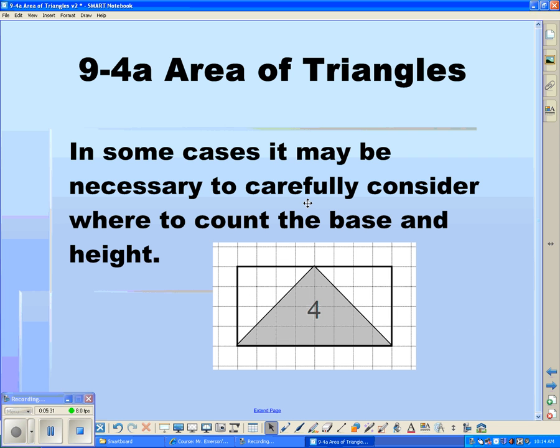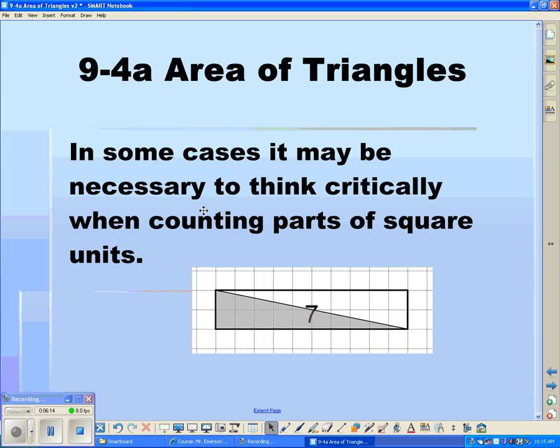In some cases, it might be difficult, or it might be necessary to consider carefully where to count the base and height. And the real key here is to keep in mind that base and height have to be perpendicular. So if I consider this the base, and I've got 3, 4, 5, 6, 7, 8 units, then I'm looking for a dimension that goes perpendicular to the base and connects the vertex that's opposite the base. And if we look right in the middle here, we've got 1, 2, 3, 4 that goes from the base to the vertex, and it's perpendicular to the base. So the base was 8, the height was 4 for triangle number 4. We'll record that data in our table in a second.